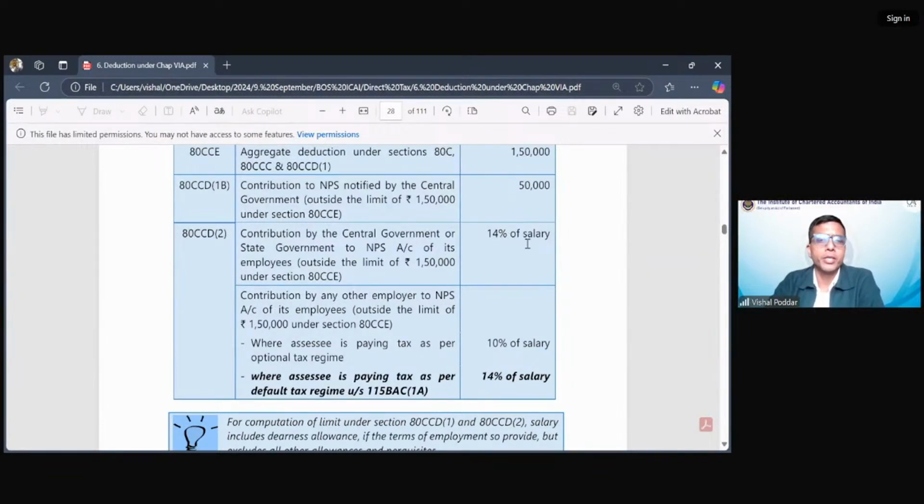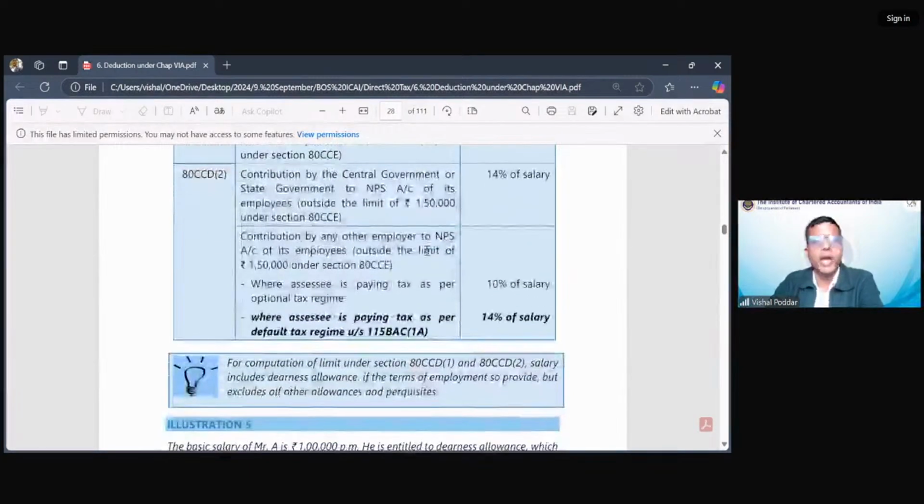It is 14% of salary where the employer is central or state government. It will be 14% for a private employer also if you are opting for the new scheme, and it will be 10% for a private employer if you are opting out of the new scheme. But the definition of salary is basic plus DA plus percentage commission. Yes, Bhavna, that is what I am talking about. Salary includes basic plus DA plus percentage commission.